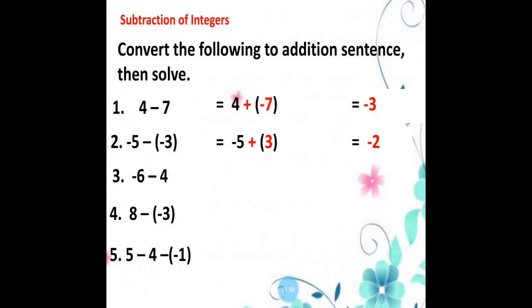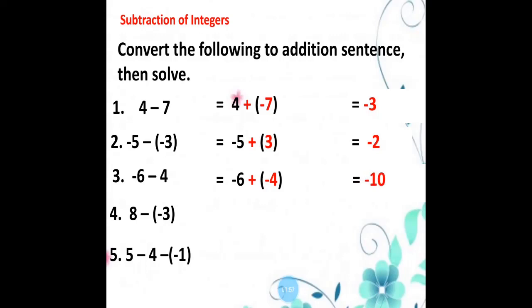Correct. How about negative 6 minus 4? Again, we can change it into negative 6 plus negative 4. We're going to add same sign numbers, so we are going to add, then follow the sign. So that would be negative 10.